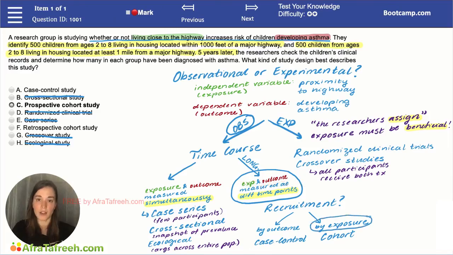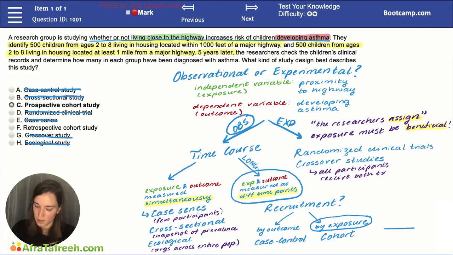And then we see that later they go on to measure the outcome. So this rules out a case control study design, because in a case control study design, the participants would be recruited based on their asthma diagnosis, and then their proximity to the highway would be assessed. So we can cross off answer choice A, which leaves us with just figuring out if this is a prospective or a retrospective cohort study.